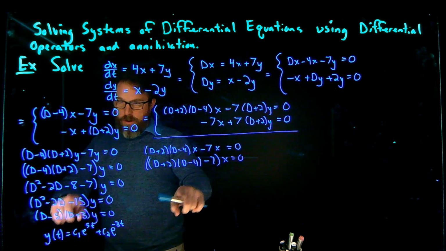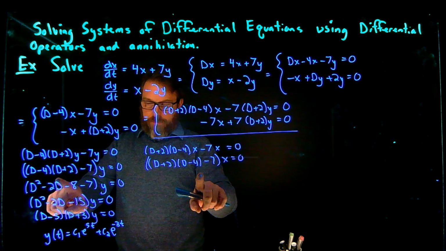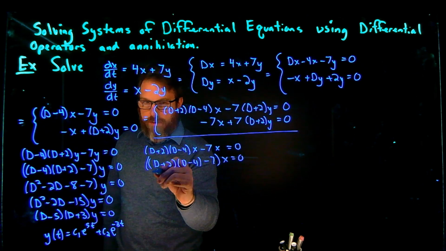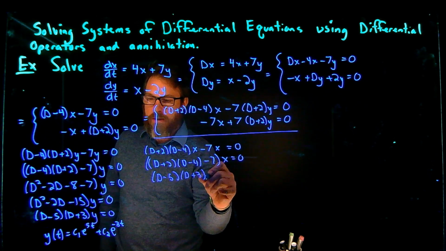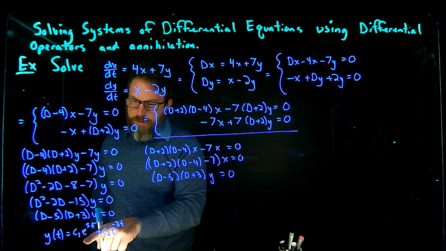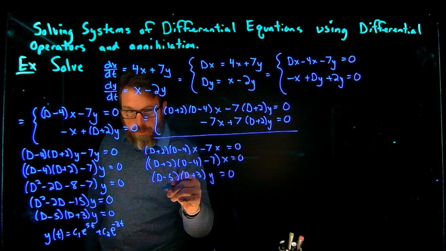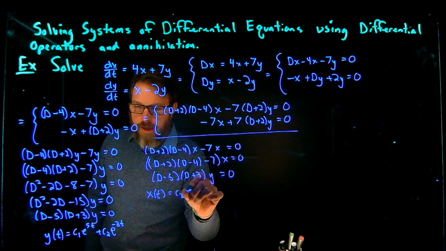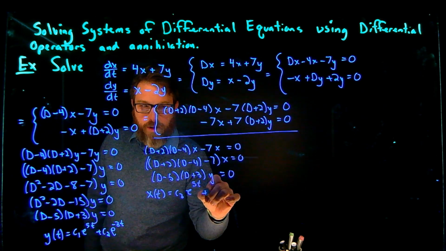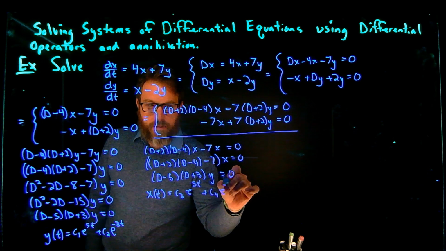So we can see that we get this exact same equation. What we're going to have is this simplifies to d minus 5, d plus 3 on y is equal to 0. So I'm going to have almost the same solution here, except remember the coefficients are different. So x of t is going to be some c3 e to the 5t plus c4 e to the minus 3t.